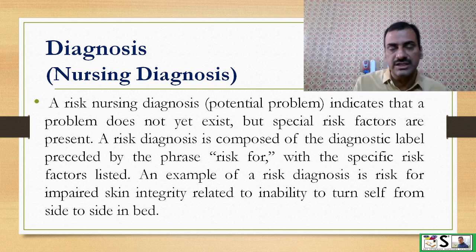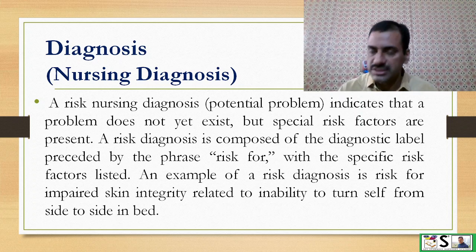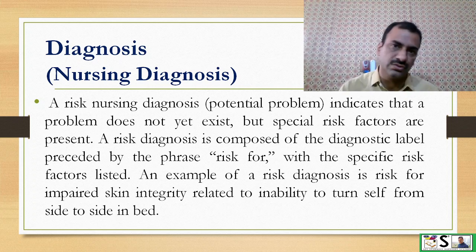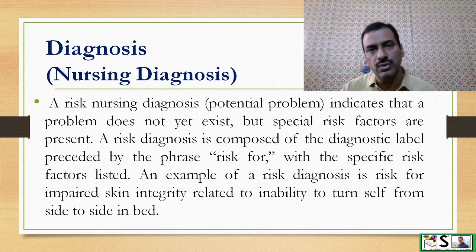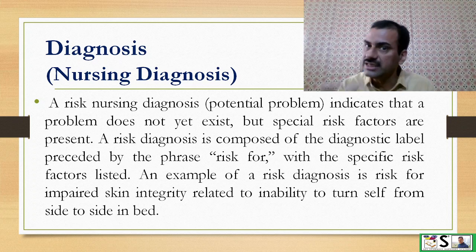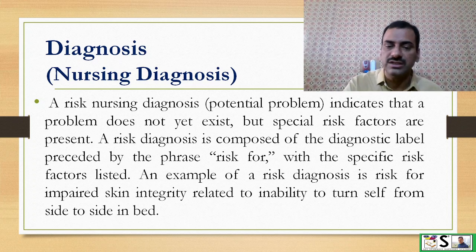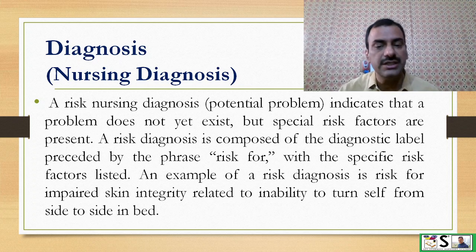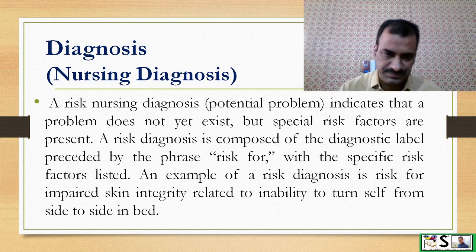Okay, so side to side turning is not possible for the client in the present situation. It may lead to skin impairment. So this is the possible or risk for diagnosis. The method of writing it is: risk for the problem and then related to the condition or factor. For example, here it is written: risk for impaired skin integrity related to inability to change position in the bed.